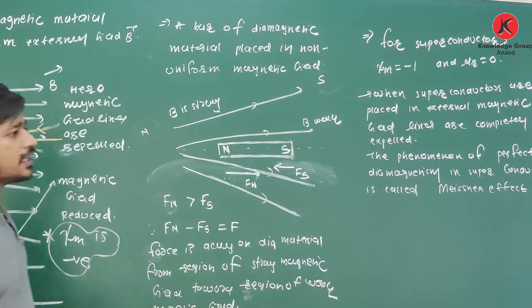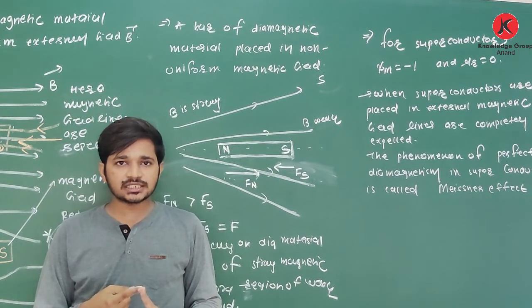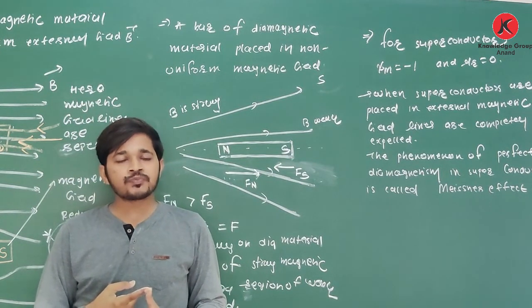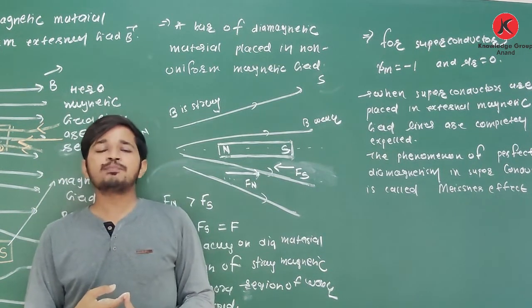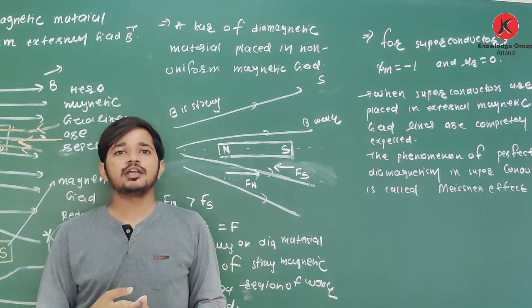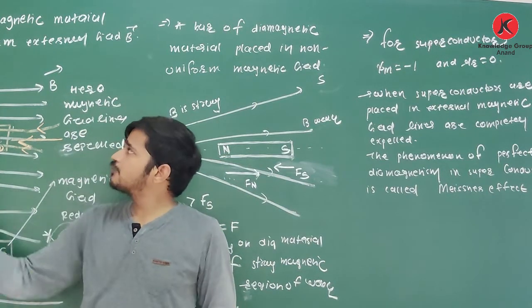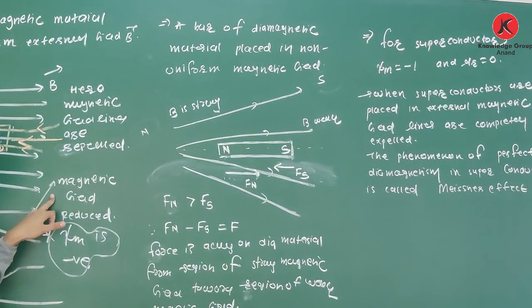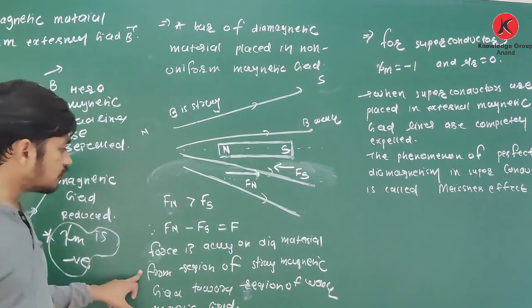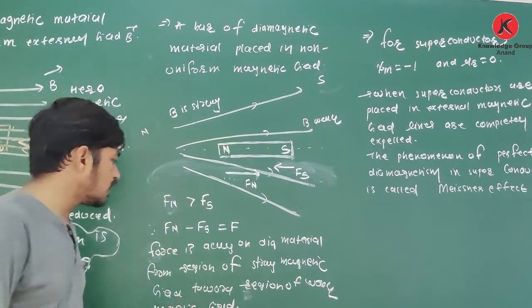So again we will repeat the points. First, diamagnetic material does not possess a permanent magnetic moment. In the absence of an external field, the magnetic moment is zero. In the presence of a magnetic field, a magnetic moment is induced in the opposite direction. That is its behavior in a uniform field and in a non-uniform field. This point you have to remember. The magnetic field is reduced, chi m becomes negative, and force acts on the diamagnetic material from the region of strong magnetic field towards the region of weak magnetic field.